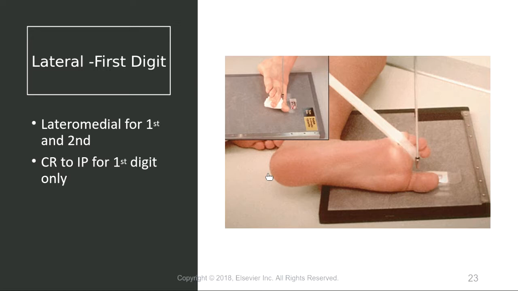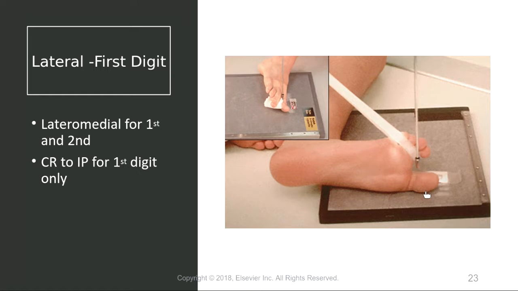Now on the lateral, first and second digit, we actually do a lateromedial. And this goes back to if you're standing in anatomic position and you're looking at the first and second toe, with the patient able to roll this way, they're rolling medial, which means that the lateral aspect of the toe, the projection is going through the lateral aspect, exiting the medial aspect.